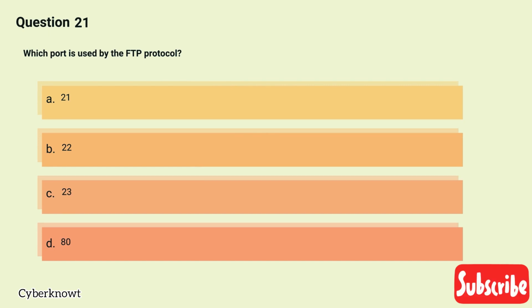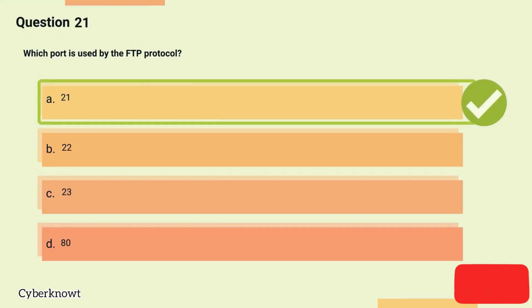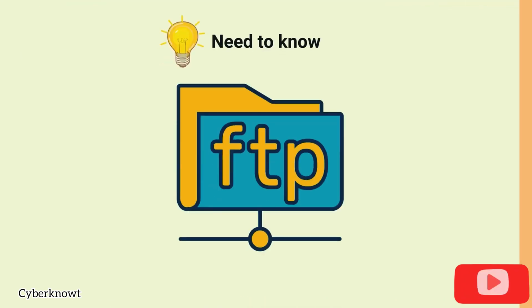Option D. 80. The correct answer is option A. 21. Explanation. Port 21 is the default port used by the FTP protocol for file transfers.